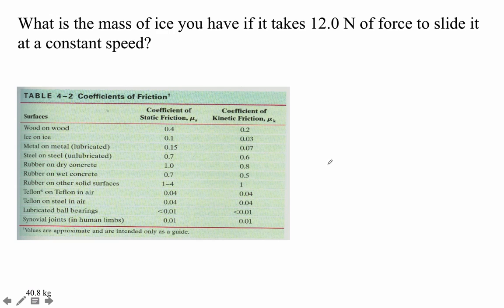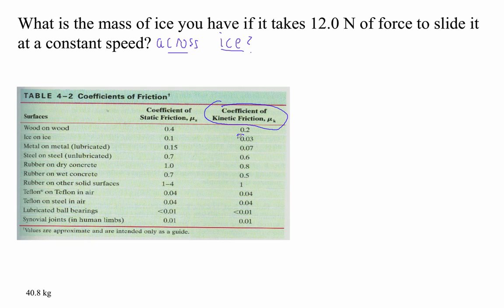What mass of ice do you have if it takes 12 newtons of force to slide it at a constant speed? So we're talking about a kinetic coefficient here, right? And I assume across ice. Add that to your question. Across ice. You really deserve a better teacher. I assume it's ice on ice.